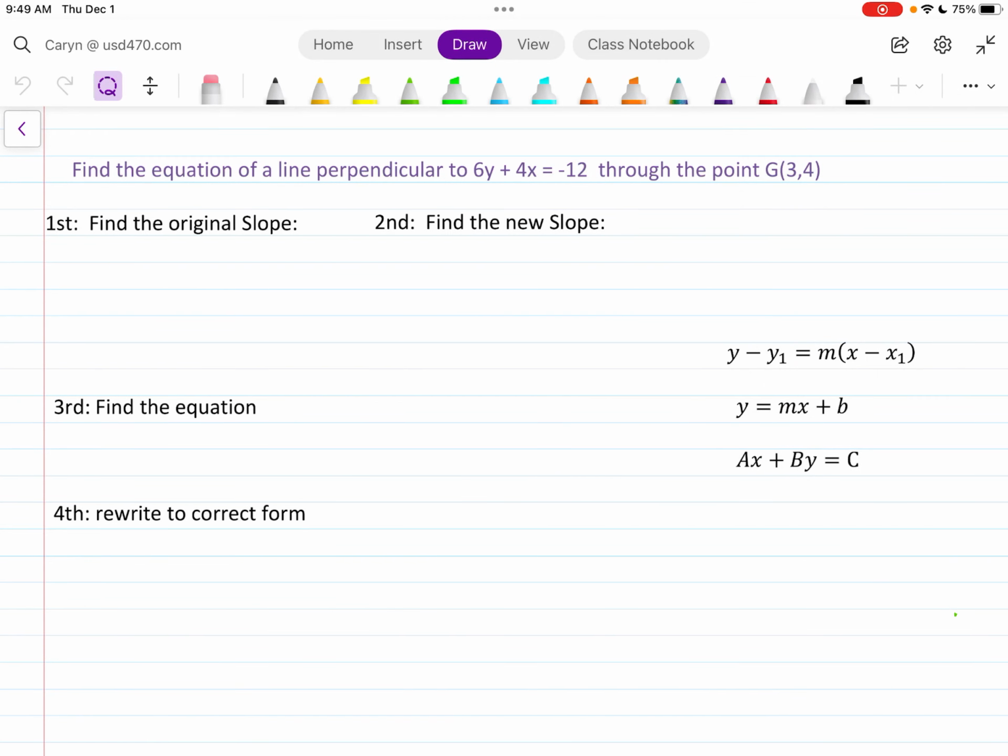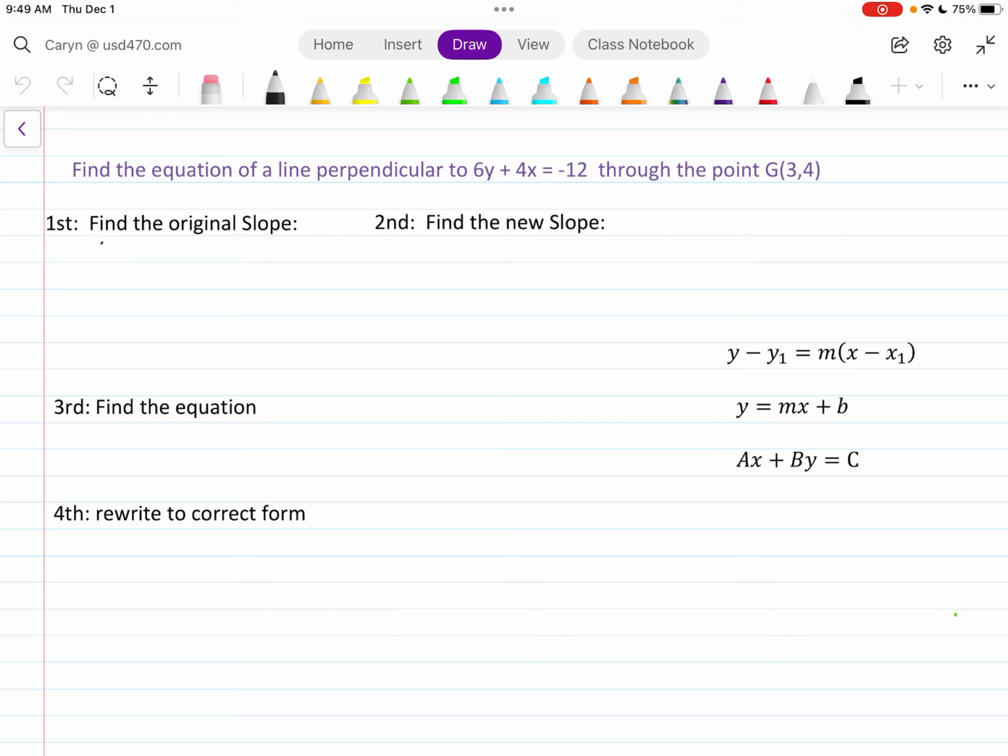So let's look at writing equations that are parallel or perpendicular. When I look at this, they want a line perpendicular to the line 6y plus 4x equals negative 12. And they want it to go through the point (3, 4). Okay? So the first thing we need to do is figure out what the slope is on that original line.